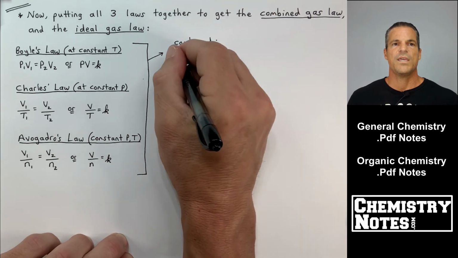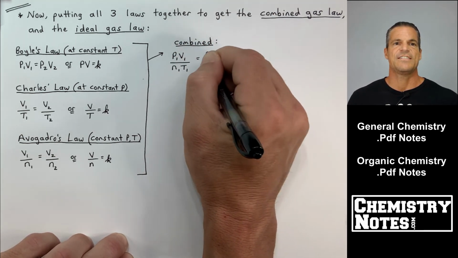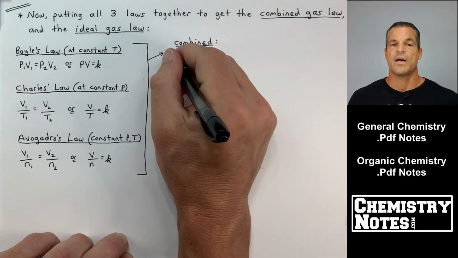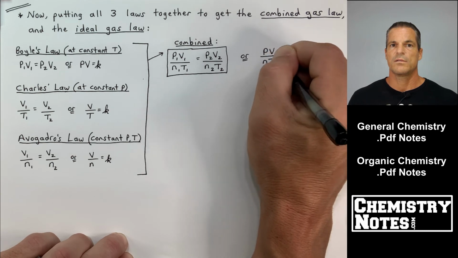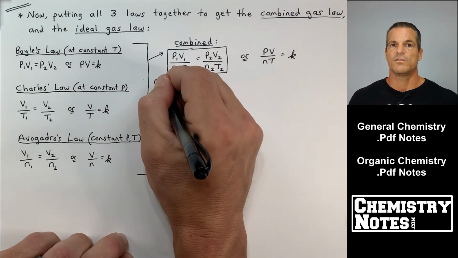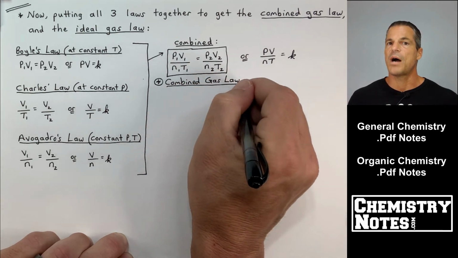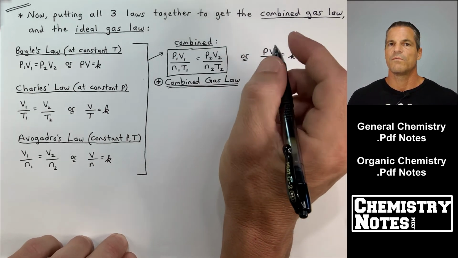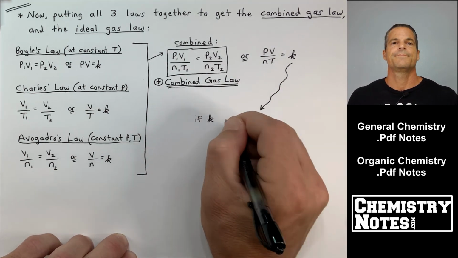Well, the P and the V are always in the numerator, while the N and the T are in the denominator. So if I combine that, I get P1 V1 over N1 T1 equals P2 V2 over N2 T2. This is my combined gas law, and I've put a box around the one that we use the most when we're asked problems in chemistry to solve for.